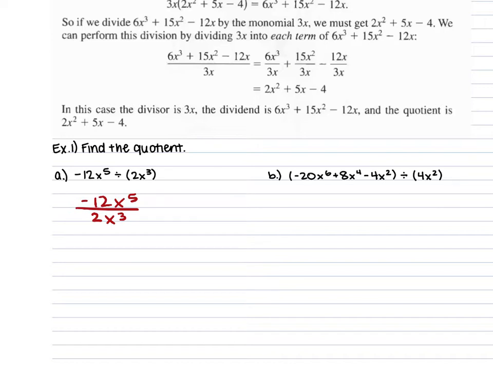So if you look at this, the 12 and the 2 are both divisible by 2. The negative 12 becomes a negative 6. The 2 becomes a 1. Your x to the 5th power over x cubed, that x cubed goes up top, and we subtract the 2. So this is just leaving us with negative 6x squared.